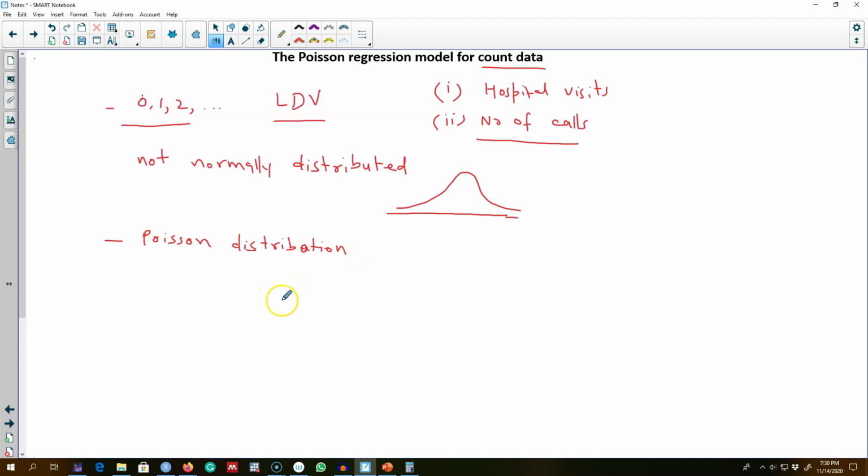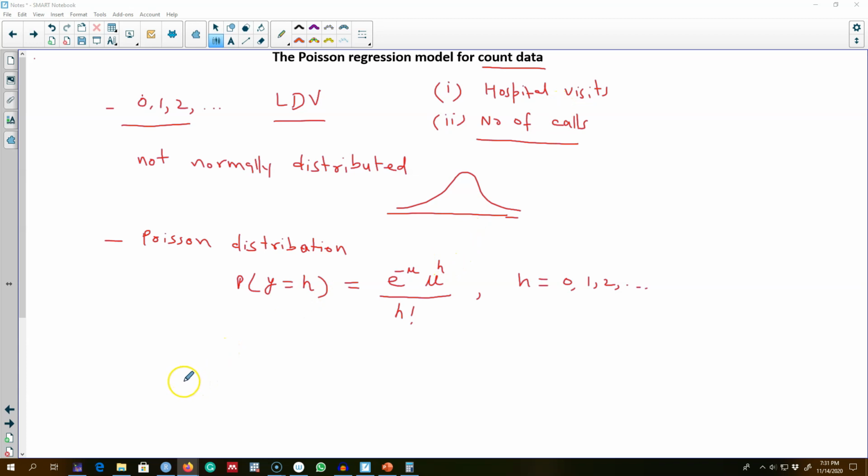And we can represent the probability mass function of this type of distribution as the probability that our dependent variable y will take an integer value of h will be equal to, now this e is Euler's number, which is about 2.718. This u is the expected value of y, which is greater than 0. h is the number of occurrences, for example, the number of hospital visits, etc.